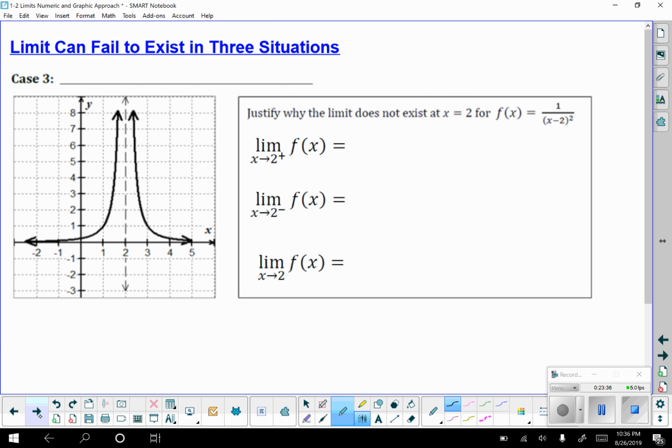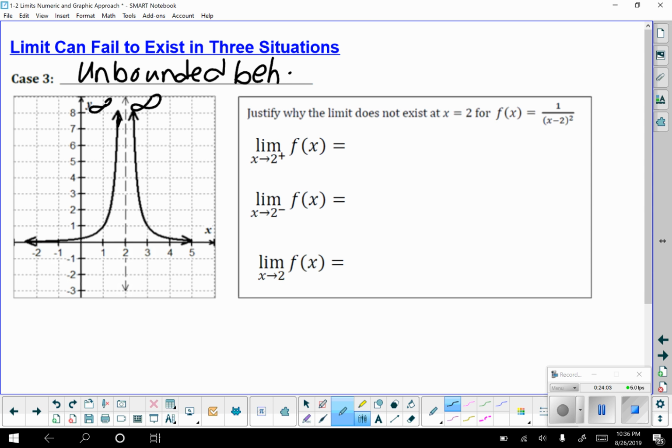Third situation where a limit fails to exist. This means that the left side doesn't equal the right side, and that is this case here where we see the function on the left side going straight up to infinity. From the right side, it's skyrocketing, it's going to infinity, so we're headed to infinity from both sides. So this would be unbounded behavior is how I would describe this.